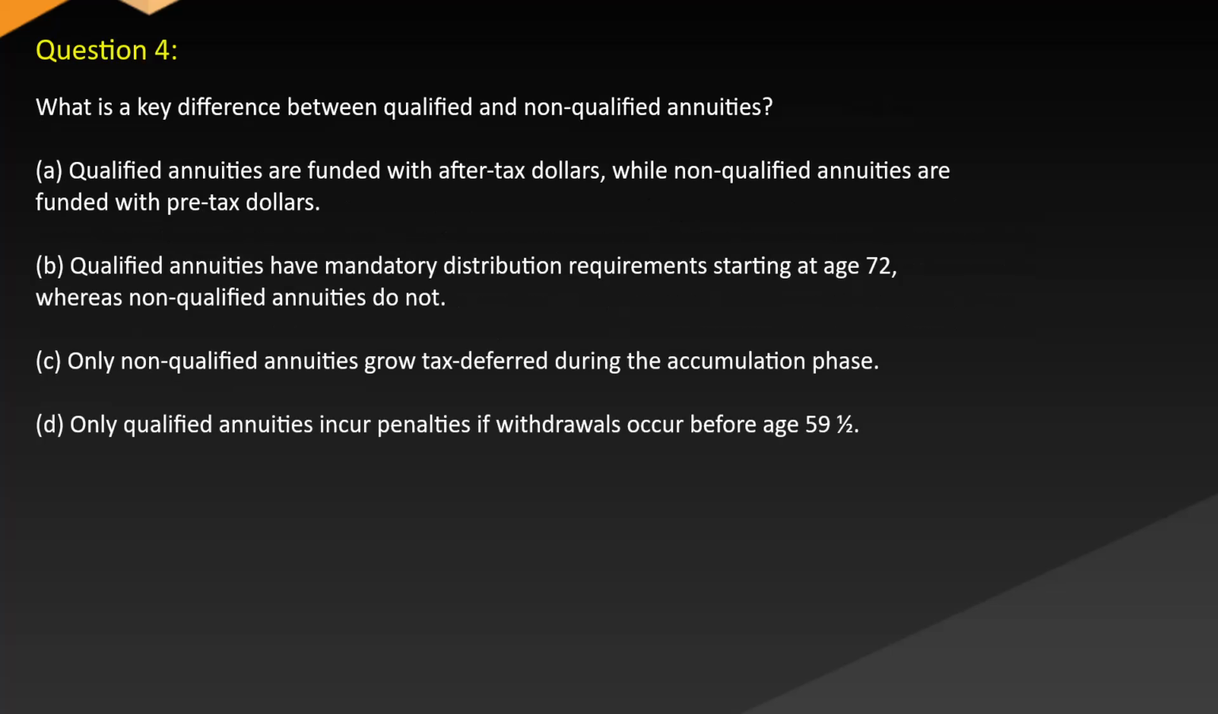Question 4. What is a key difference between qualified and non-qualified annuities? A. Qualified annuities are funded with after-tax dollars, while non-qualified annuities are funded with pre-tax dollars. B. Qualified annuities have mandatory distribution requirements starting at age 72, whereas non-qualified annuities do not. C. Only non-qualified annuities grow tax-deferred during the accumulation phase. D. Only qualified annuities incur penalties if withdrawals occur before age 59½.